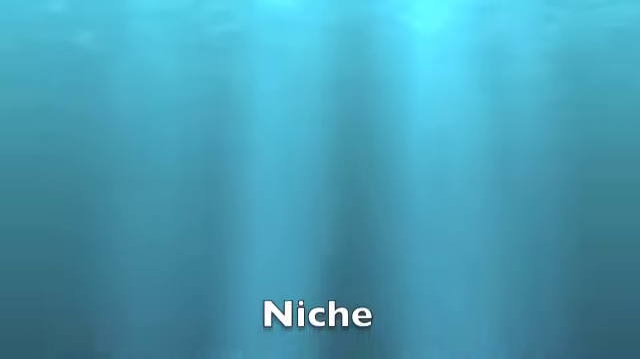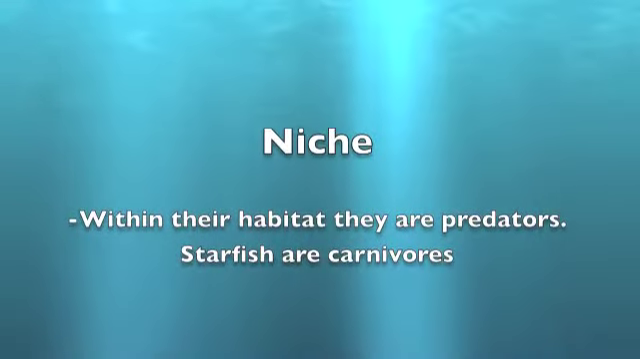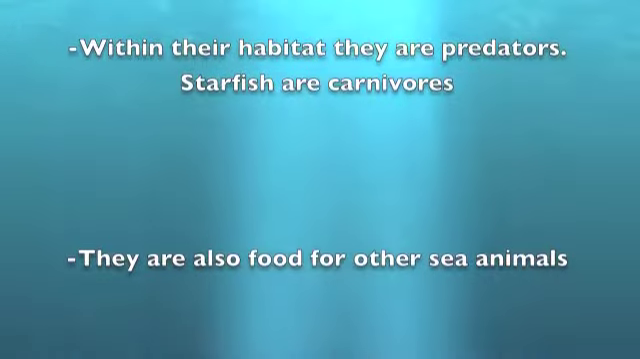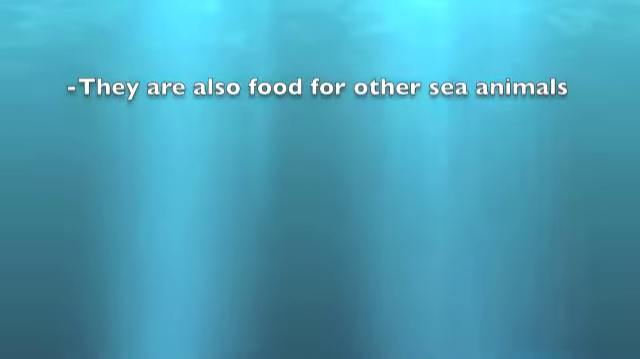Within their habitat, starfish are predators. They are carnivores that eat clams, mussels, oysters, and even small fish. Some species also eat sponges and coral polyps. They are also food for other sea animals.